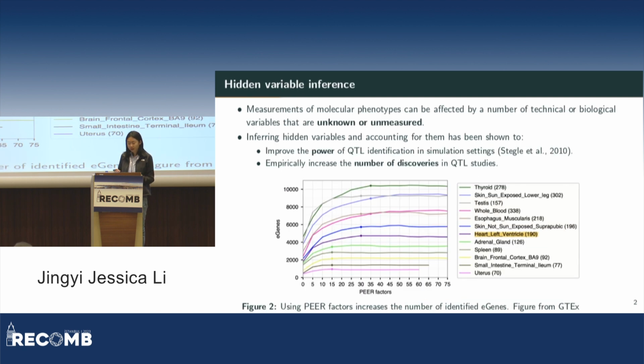Hidden variable inference is needed because there are some confounders we cannot directly measure. Hypothetically, the goal is to infer those confounders from the molecular phenotype matrix. Specifically, the matrix is an individual by gene matrix, and we want to infer hidden confounders from this matrix. This task is called hidden variable inference. In the GTEx consortium, the method used is called PEER, P-E-E-R, and the factors to be included as confounders to remove are called PEER factors.